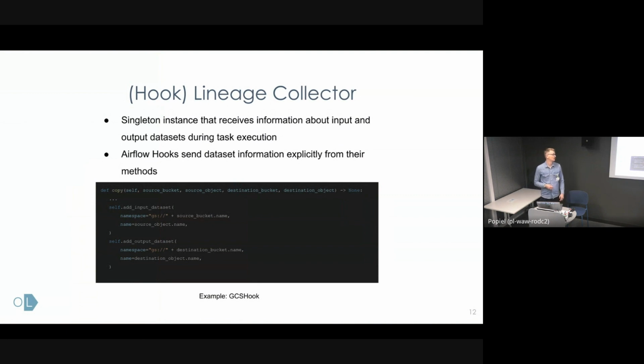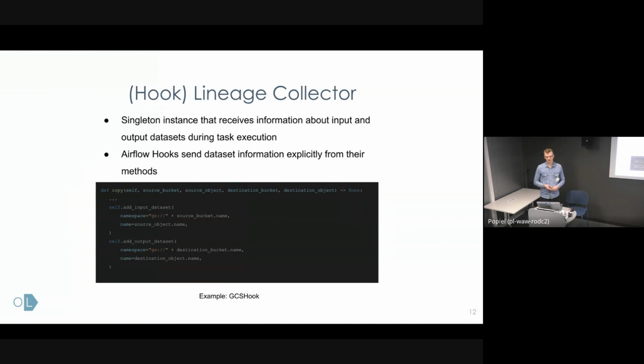The hook is optional here. I'll explain it in a moment. But the idea is to have a lineage collector that is a singleton instance, receiving information about inputs and outputs during task execution. So whenever we use some hooks or whatever that could send information about inputs or outputs, we collect it, and after the task execution, we can create and emit an OpenLineage event as well.